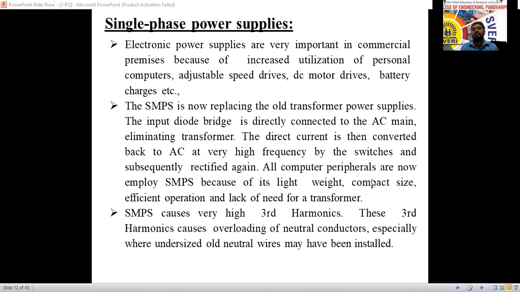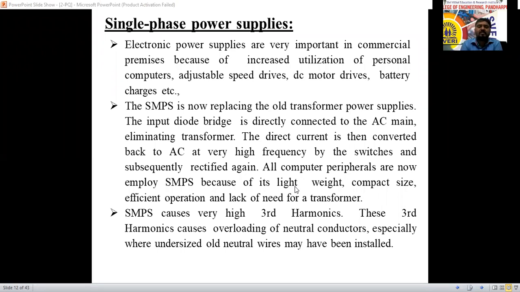All computer peripherals now employ SMPS because of its light weight. The weight of the SMPS is very little and the size is very small, that is, compact. It gives efficient operation, and there is no need for a transformer. So it gives light weight to computers, and we have to reduce the size, so compact size is used.